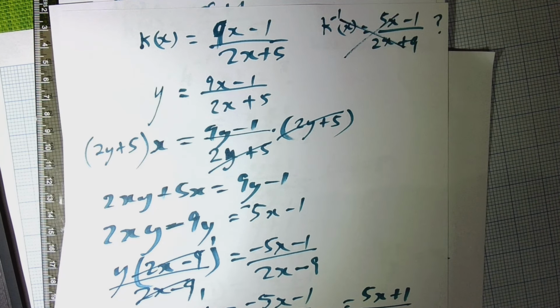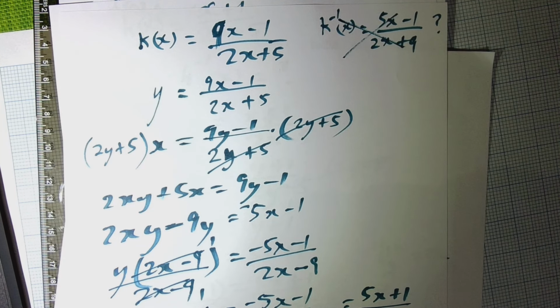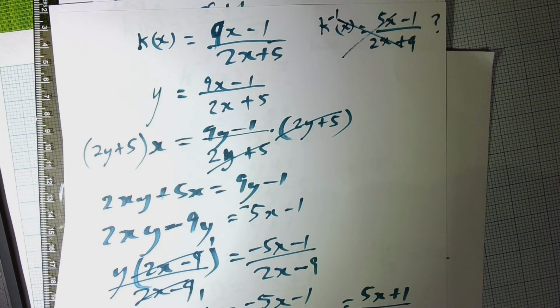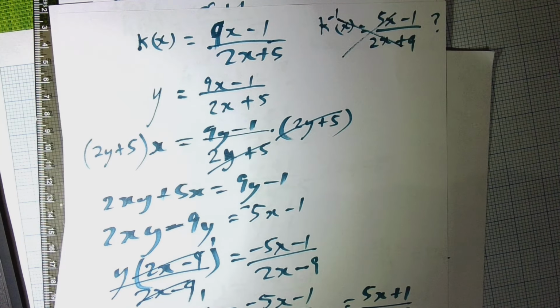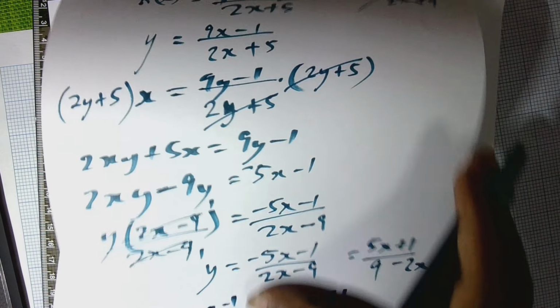Alright, but remember to change this to what? The inverse, right? So we're going to change this to the inverse of k of x, and that's going to be equal to negative 5x, but let's use a positive instead. Positive 5x plus 1 over 9 minus 2x. That's going to be our solution.